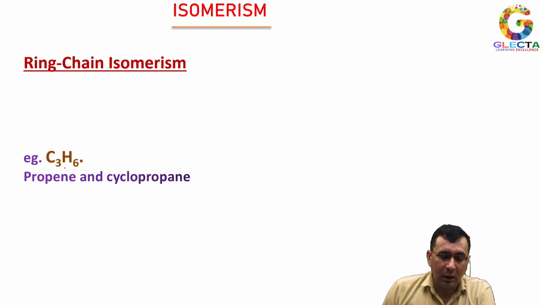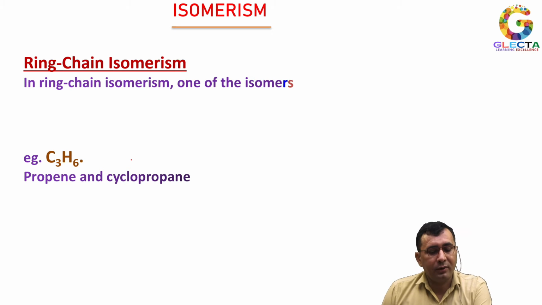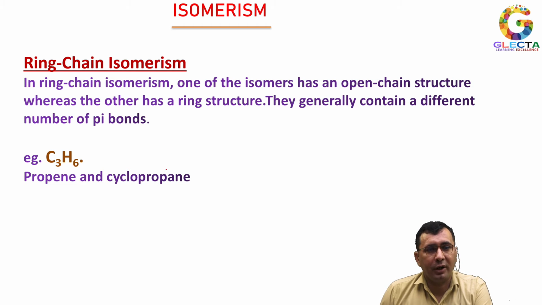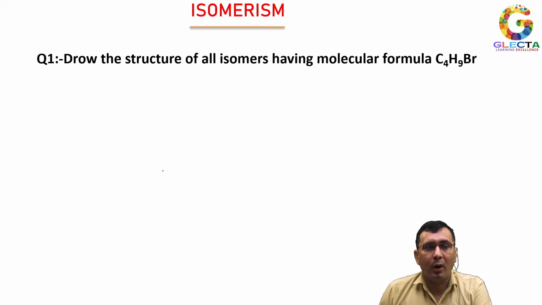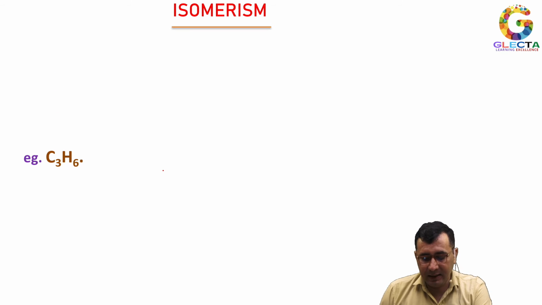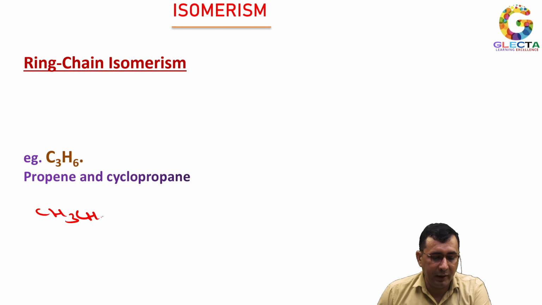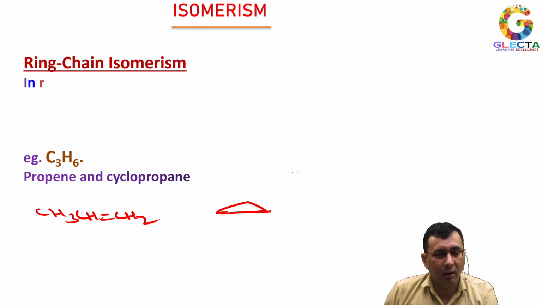The next one is ring chain isomerism. In ring chain isomerism, one of the isomers has an open chain structure, whereas the other has a ring structure. They generally contain a different number of pi bonds, like C3H6. One compound with C3H6 is propene, another is cyclopropane. We can draw a structure like this: CH3CH double bond CH2, propene, and the second one is cyclopropane. I hope it's clear now.